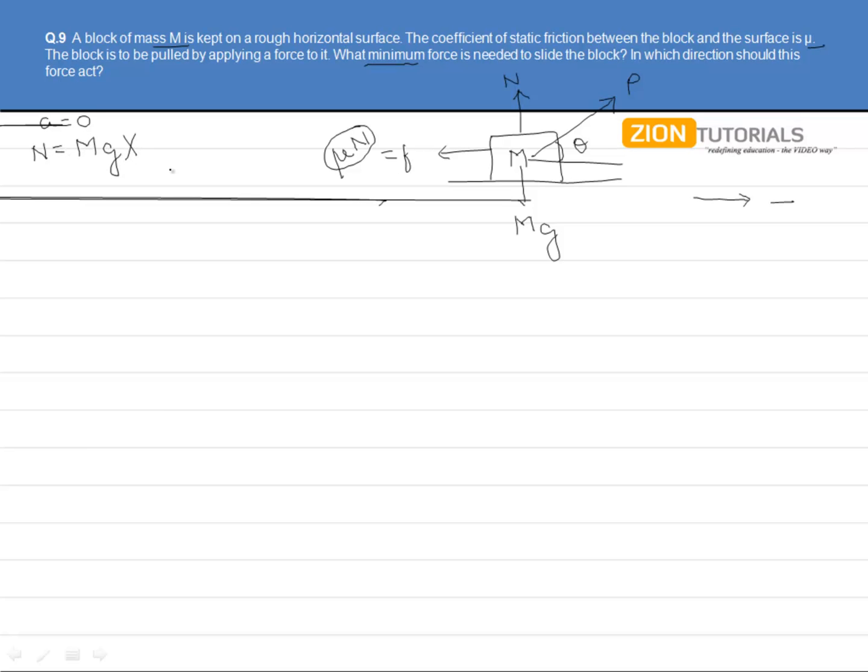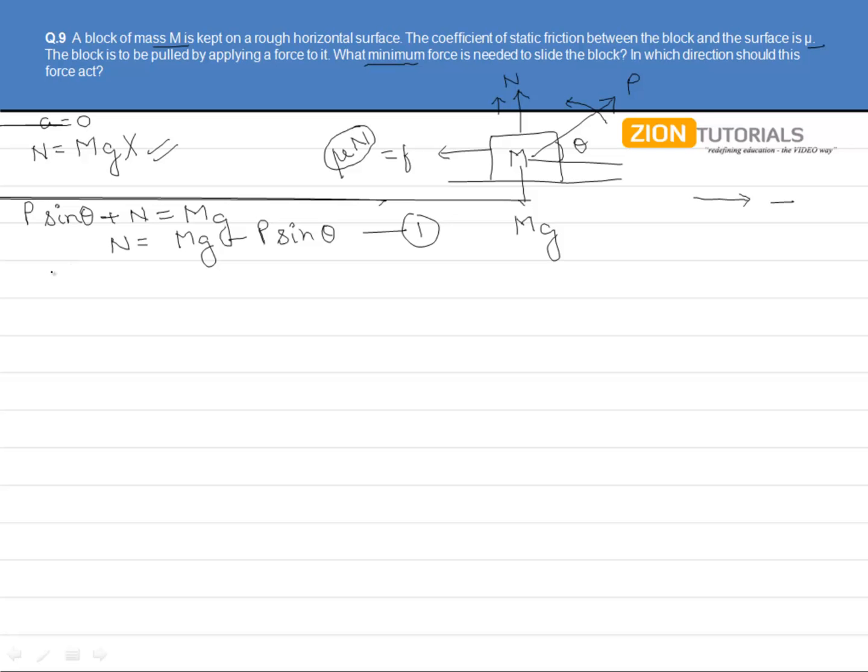No, but this is not the case actually, because now we have not considered only the horizontal force, but we have considered the force at an angle theta. So obviously there will be a component of P in the direction of N, that is the vertical direction. So we write P sin theta plus normal reaction equals mg. That is, normal reaction equals mg minus P sin theta. Marking it as equation number 1.